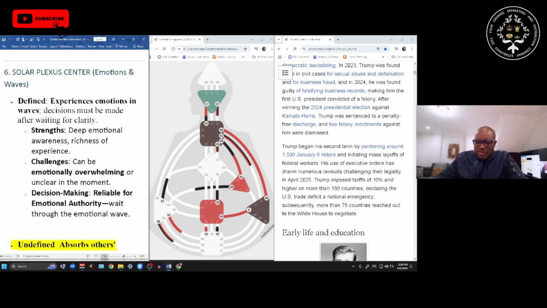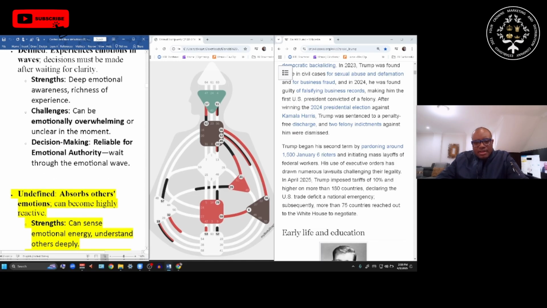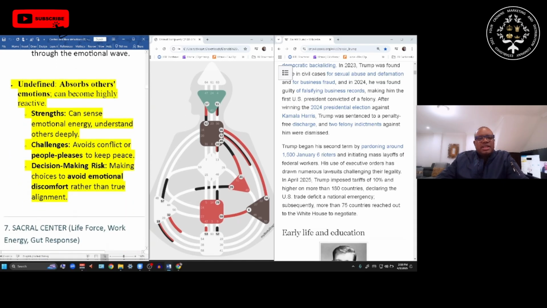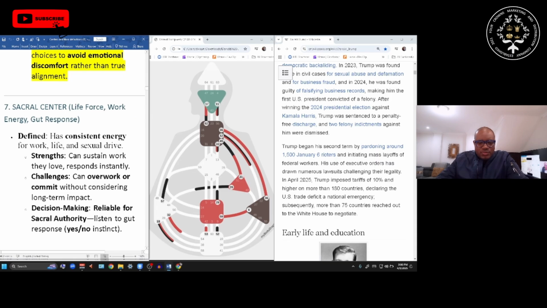I'm saying the right direction here because observing him now versus when he was the 45th president, things are a little bit different. He looked very uncomfortable in his first term. Anyway, let's go down to the defined sacral, which is life force, work, energy, and gut response. We know that for sure.